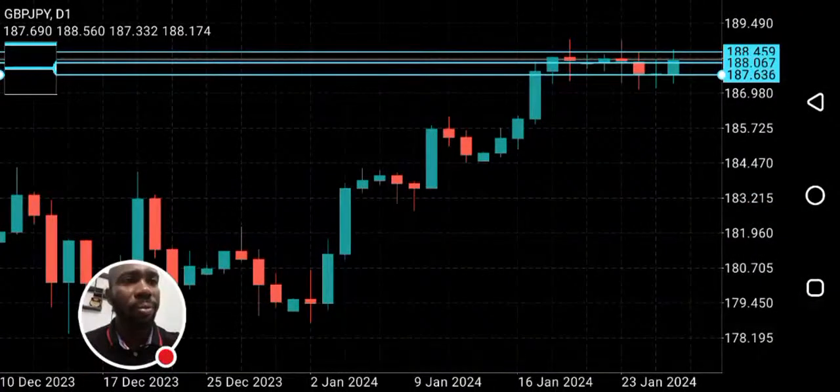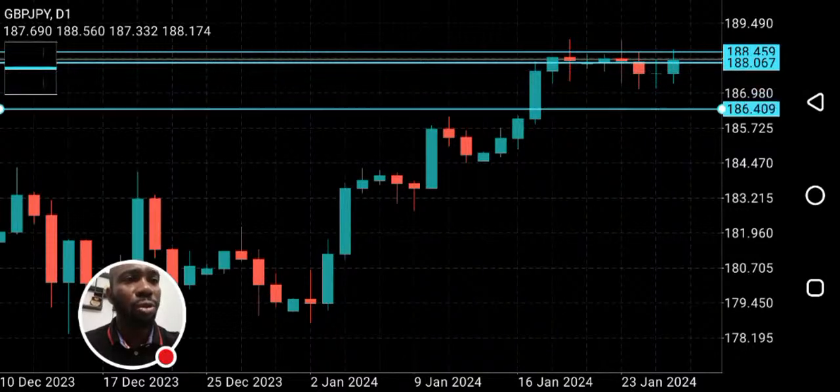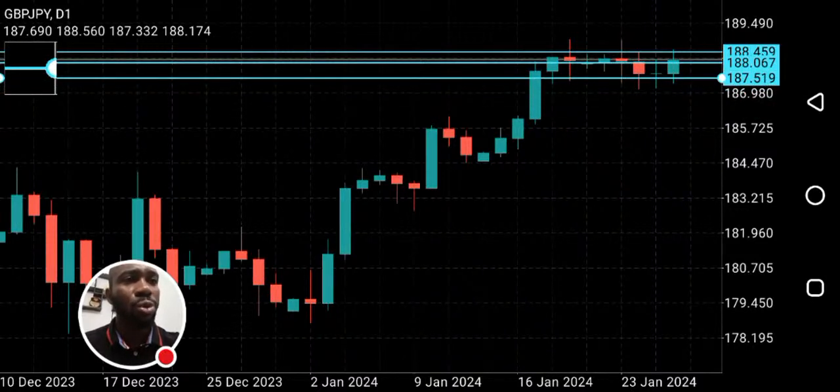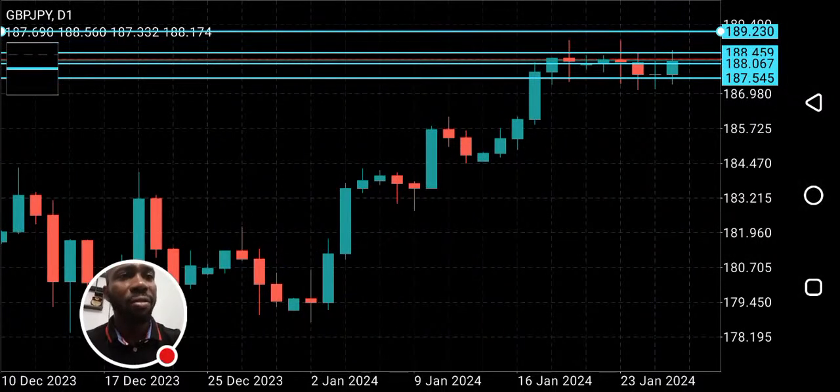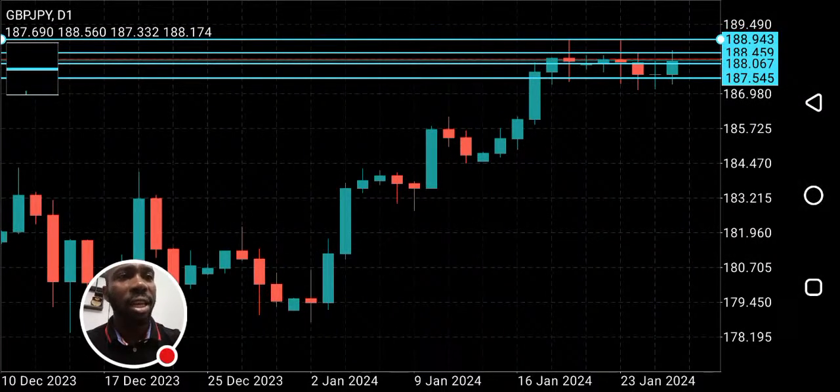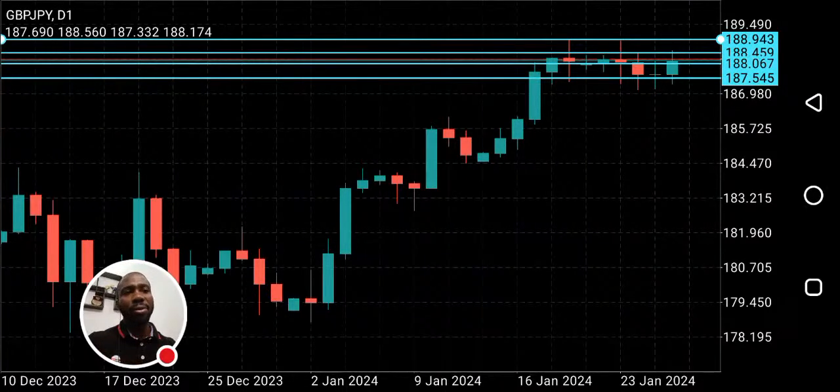So to my right, a support was formed. If we are considering selling, we want to ensure that that support is broken. If we are considering buying, we want to ensure that this previous high is cleared. That is when you consider buying GBP JPY. If you want to sell, wait for that support that was formed on Friday. Let that support be broken before you sell.